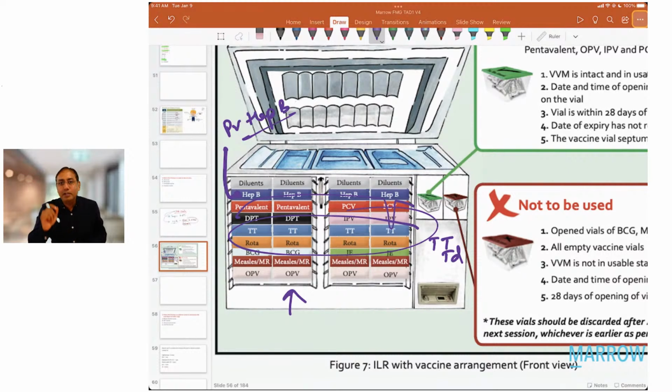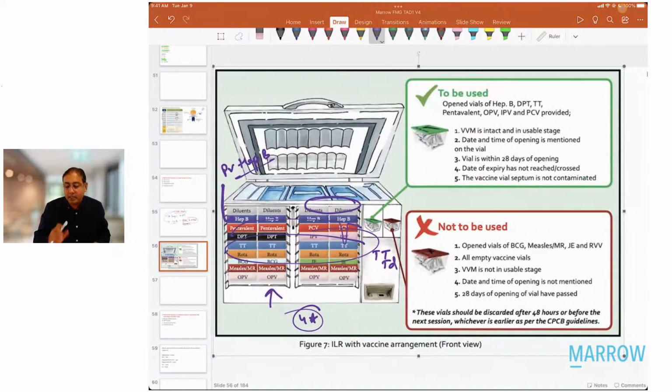Please also remember that ILR में placement has been asked multiple times. This is a 4-star MCQ topic. ILR में what forms the cover of ILR? मतलब vaccines तो हैं, but what is the top of the vaccine? It is always diluents. So what is diluents? They are the first thing that you keep. Always you keep the cover of the vaccine as diluents. So placement of vaccines has been asked multiple times.